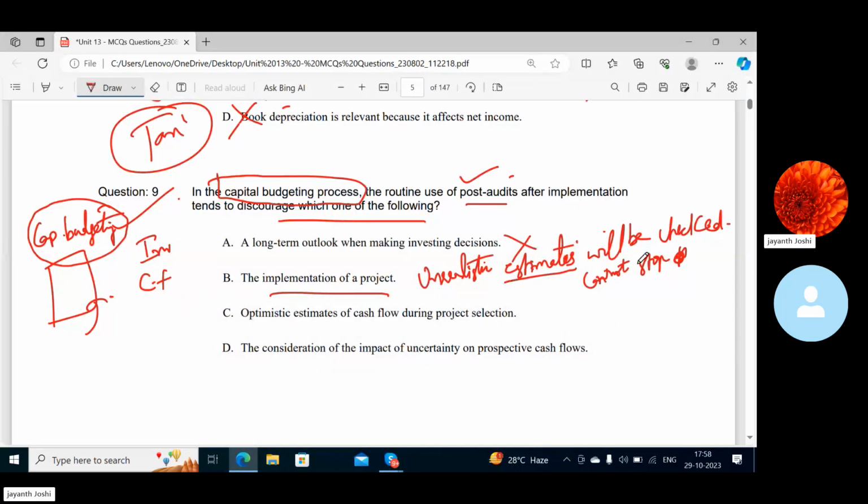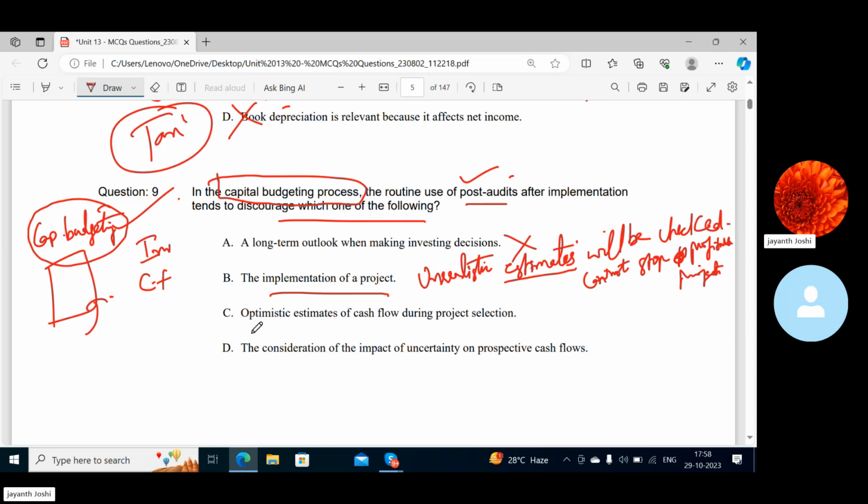So unrealistic estimates will be checked and cannot stop profitable projects, because post audit is done after the project is taken. They can only rectify the mistakes, but the audits are done after things are materialized, right? So they cannot stop the profitable projects. Optimistic estimates of cash flow during project selection. See, post audit should be conducted to serve as a control mechanism and deter managers from proposing unprofitable investments, and from being overly optimistic with respect to estimates of cash flows.